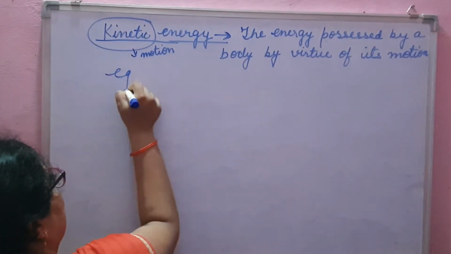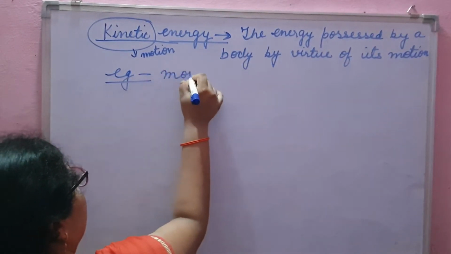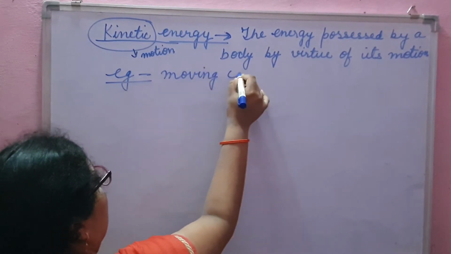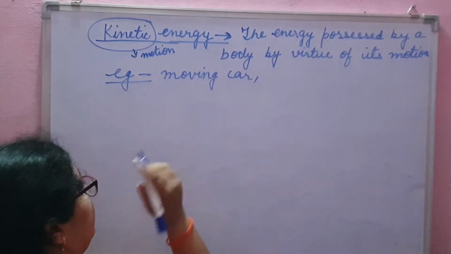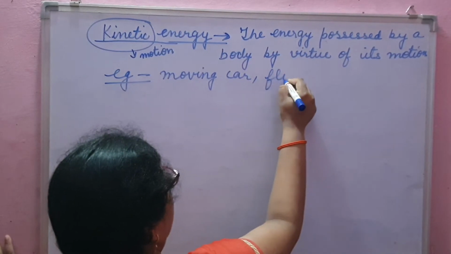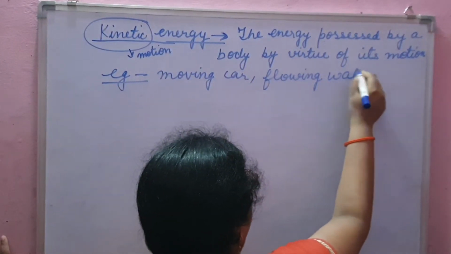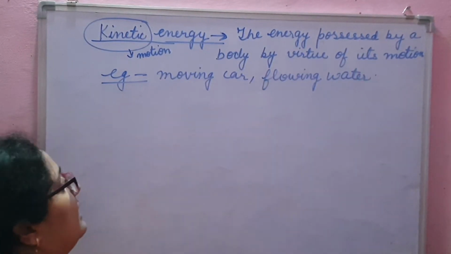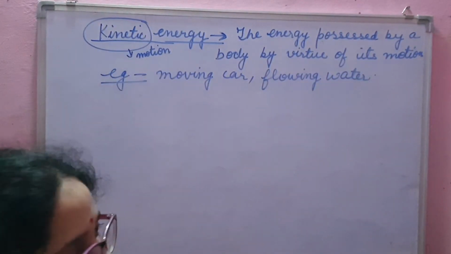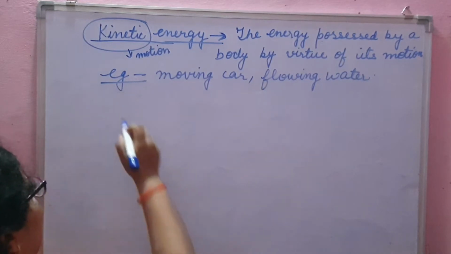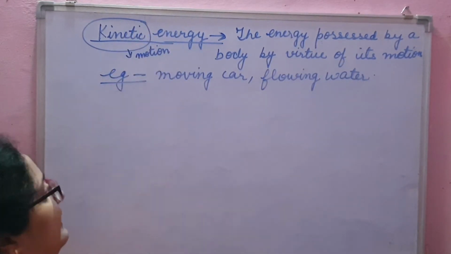For example, we can take a moving car. A moving car has kinetic energy. Flowing water too. So anything which is in motion has kinetic energy. Now we will find the expression for the kinetic energy.